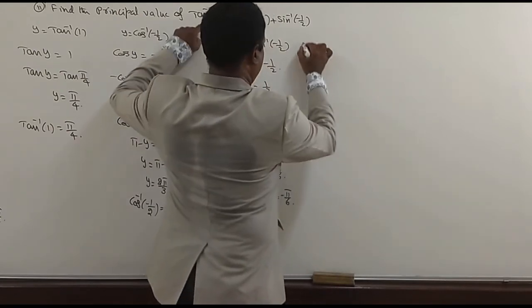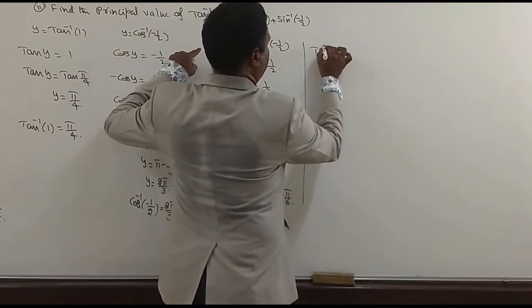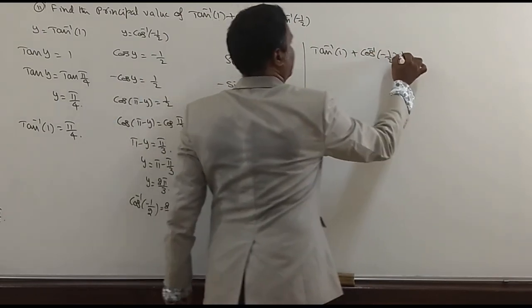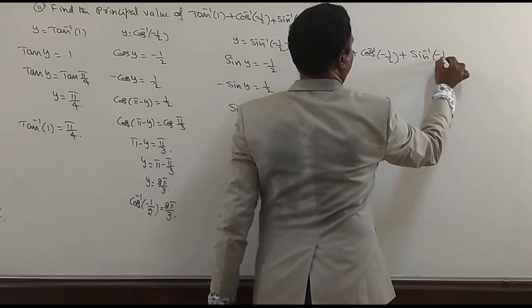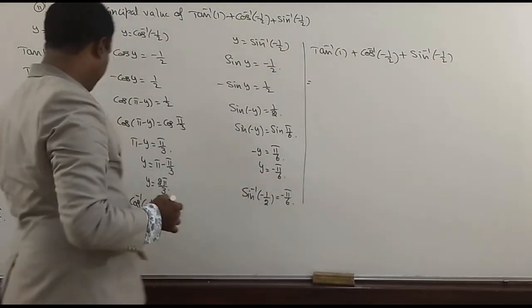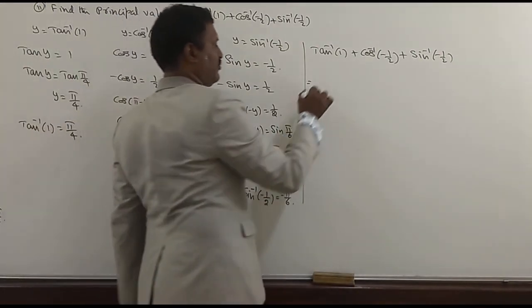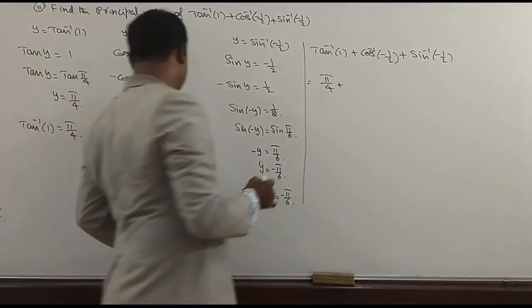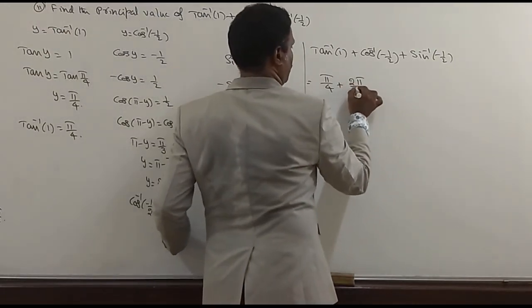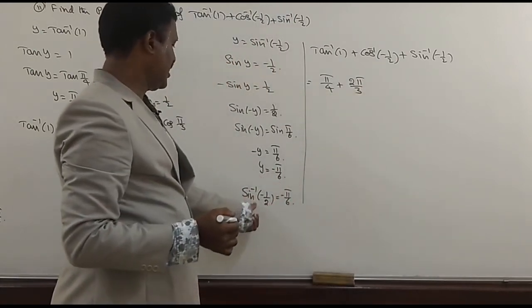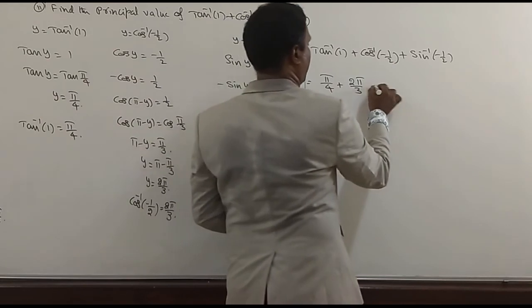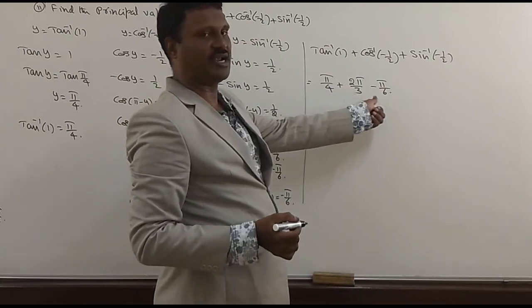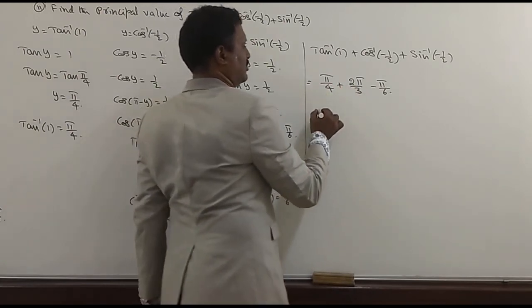Now tan inverse 1 plus cos inverse of minus half plus sin inverse of minus half. What will you get as the answer? Tan inverse 1, we got the value is pi by 4. Cos inverse of minus 1 by 2, we can write it as 2 pi by 3. And sin inverse of minus half, we can write it as minus pi by 6. Now we have to simplify.